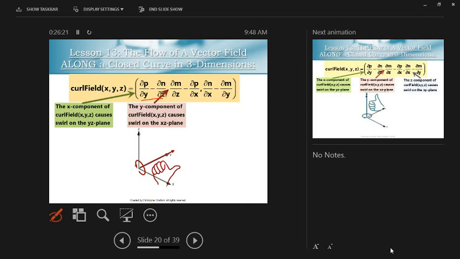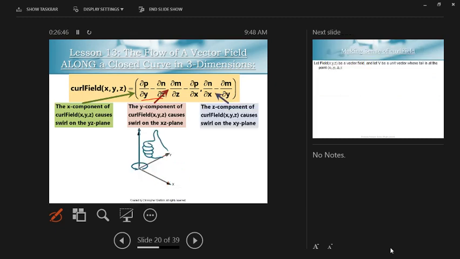the y component of the curl causes rotation. Basically, it's rotation that's going to be perpendicular to the y-axis, right? It's in the y component, so it's rotation perpendicular to the y-axis. And, well, perpendicular to the y-axis is rotation on the xz plane. So the y component of curl causes swirl on the xz plane. And then finally, the z component there causes swirl on this. This is why it looks like rotation. If you're talking about rotation that is perpendicular to the z-axis, well, what plane is perpendicular to the z-axis? The xy plane is perpendicular to the z-axis. So the z component of the curl causes swirl on the xy plane.